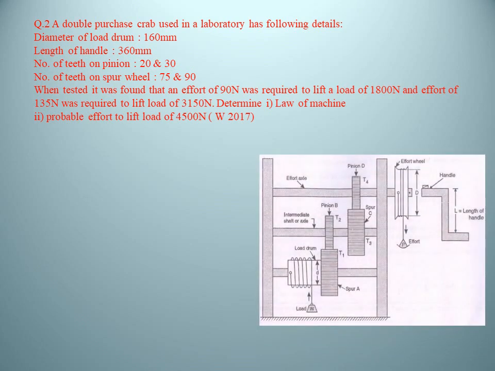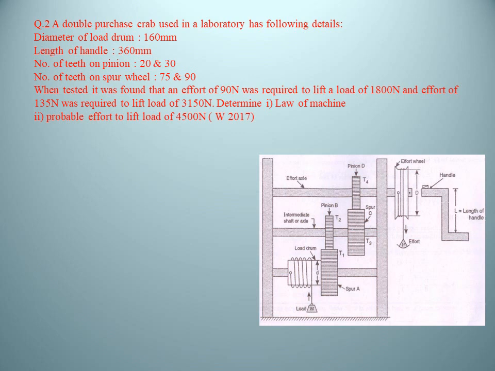Okay, this is the image of the double purchase crab. We can see in the middle of this image there is a load drum on which a rope is wound. On the end of the rope there is a load. The load drum has a diameter of small d.